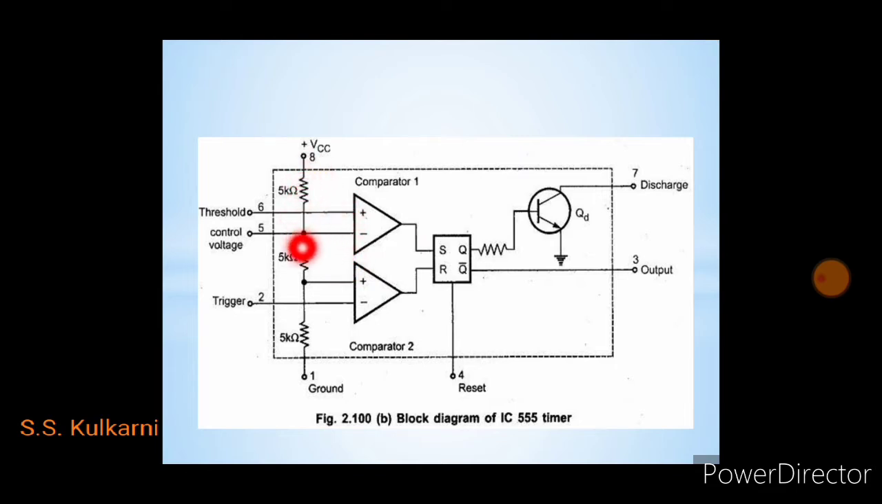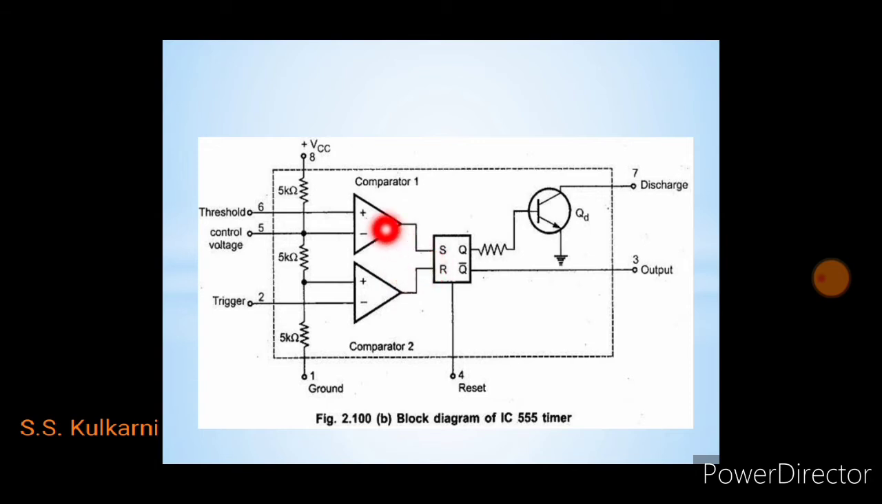As this is a voltage divider network, the applied voltage VCC will get divided across each resistor. The voltage at comparator 1 is 2/3 VCC and at the lower comparator it is 1/3 VCC. When the voltage of the upper comparator is greater than 2/3 VCC, its output becomes 1, and when the voltage of the lower comparator is less than 1/3 of VCC, the output of the lower comparator becomes 1.